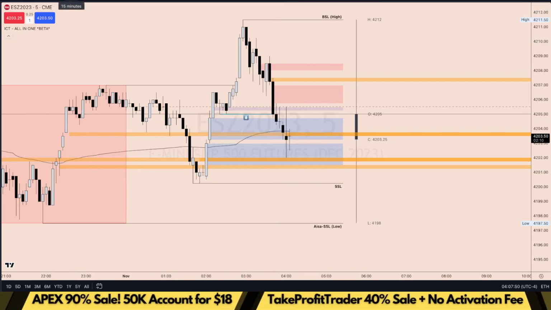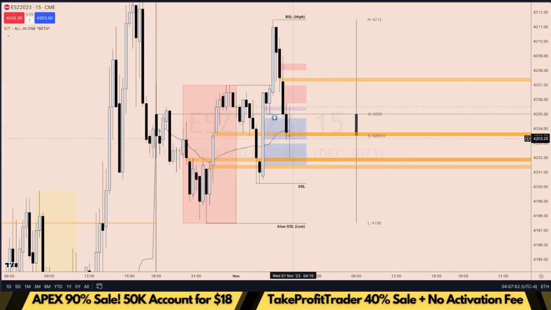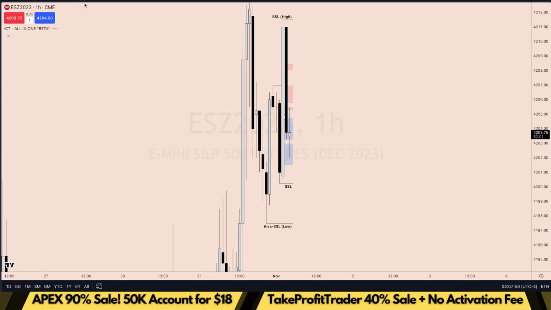But nothing's decided yet. We go to the 15. We still see that we fiddle around. We have 7 minutes left on that candle. 1 hour time frame, also a 1 hour bearish volume imbalance.